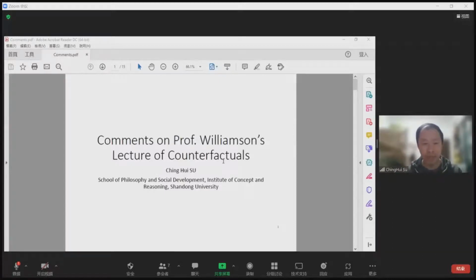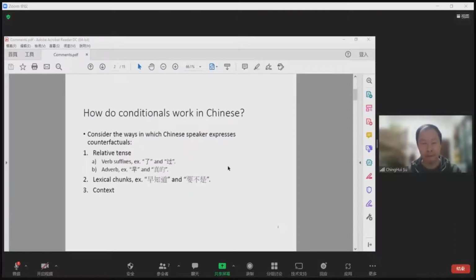In the end of the talk, Professor Williamson leaves a question for all the Chinese audience: how do conditionals work in Mandarin? Let me begin with this question and provide my answer to it. Consider the ways in which Chinese speakers express counterfactuals.